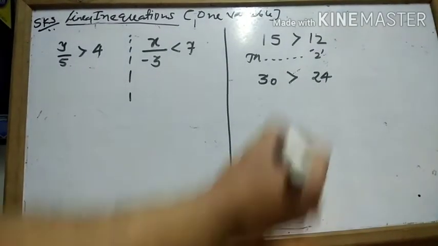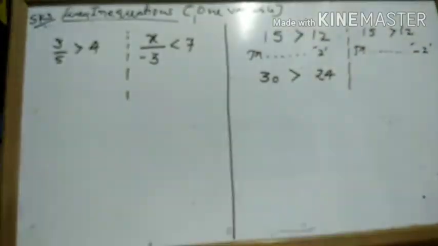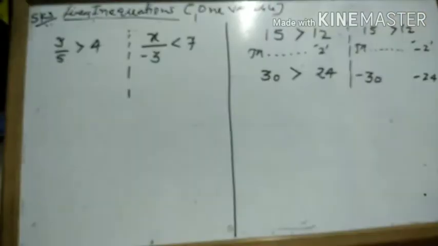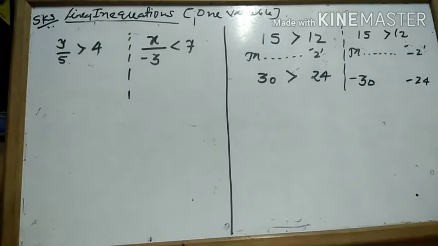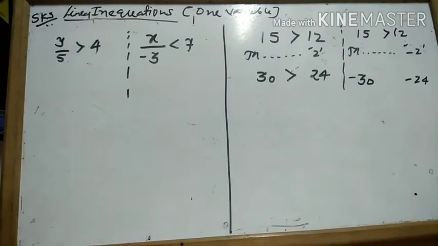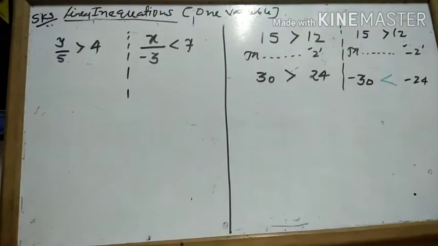Now why did I take this example? I will take one more example. Say for example 15 is greater than 12. Again same thing, but this time instead of multiplying by a positive number, I'm multiplying by a negative number. So of course both sides, 15 into negative 2 is negative 30, 12 into negative 2 is negative 24. Now you see what happens over here. If you observe this very carefully, negative 30 is smaller than negative 24.